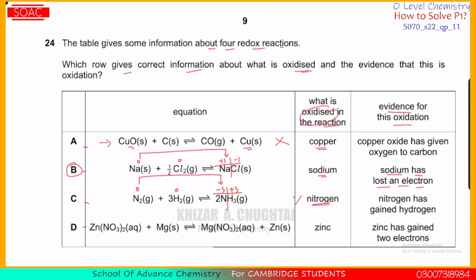So it's incorrect. The last one, in which magnesium reacts with zinc nitrate, magnesium is equal to 0. In zinc nitrate, zinc has two positive charge. And finally, this zinc has 0 oxidation state. Initially, zinc has two positive charge, or +2 oxidation state, one and the same thing. And +2 changing to 0 is called reduction, not oxidation. So it is confirmed that B is the correct option.